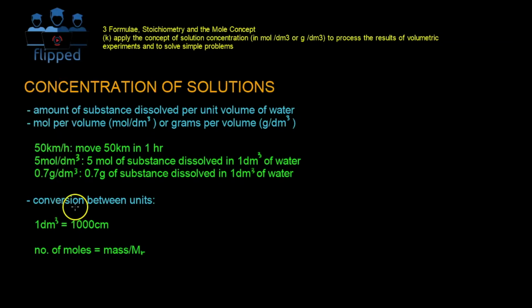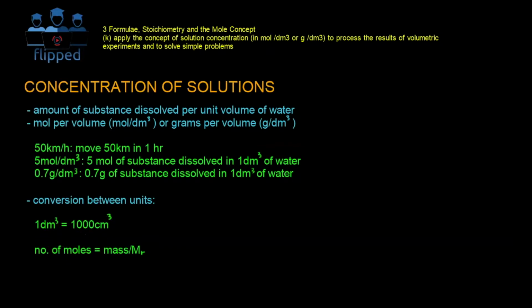There are some conversions you have to know. First one is dm³ to cm³. Sorry about that, I should have written to the power 3 here. dm³ to cm³ is times 1000. If I go backwards, cm³ to dm³ is divided by 1000.